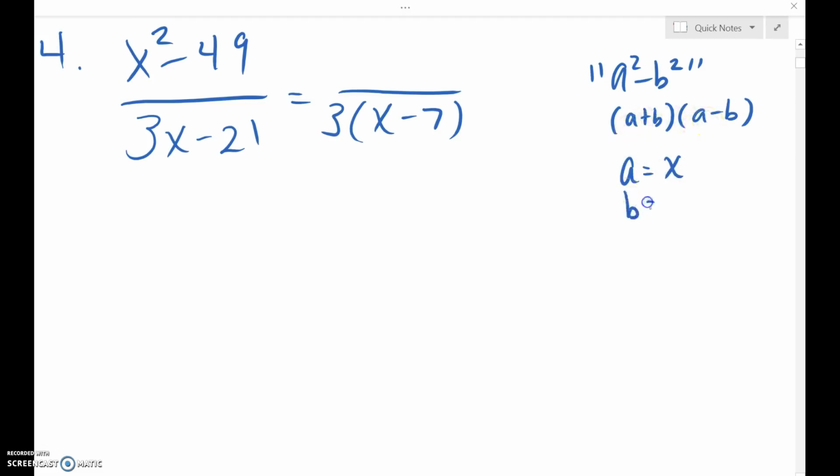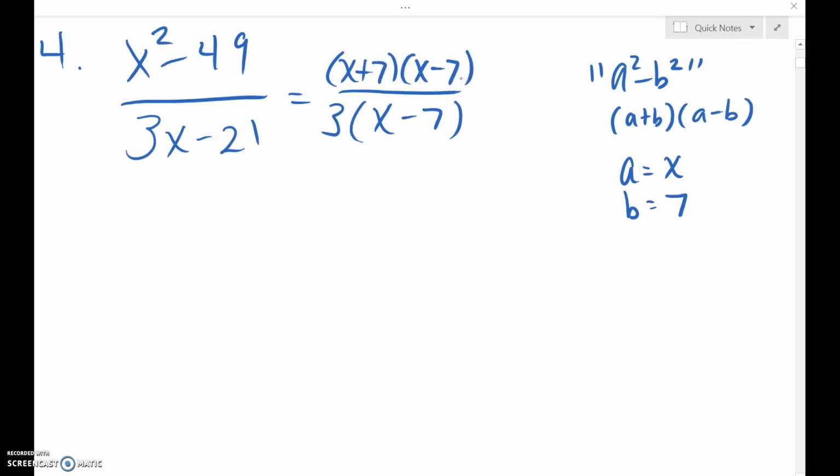Okay, my b value, which will be the square root of b squared, or the square root of 49, is 7. Now don't worry about the negative because that's going to get taken care of in my factoring pattern. But I'm going to replace my a and my b with x and 7 respectively. So this thing on top factors as x plus 7, x minus 7.